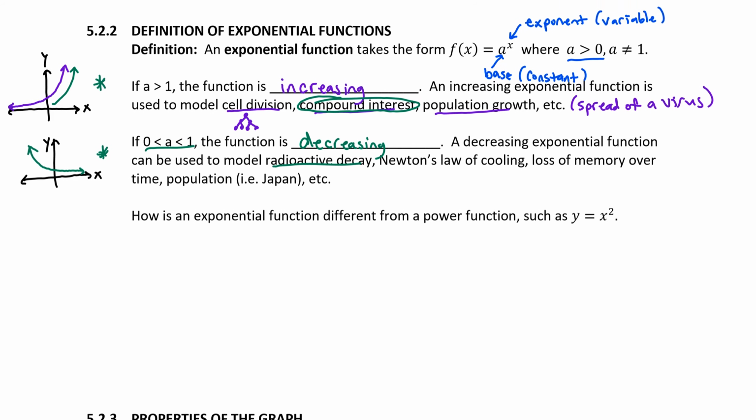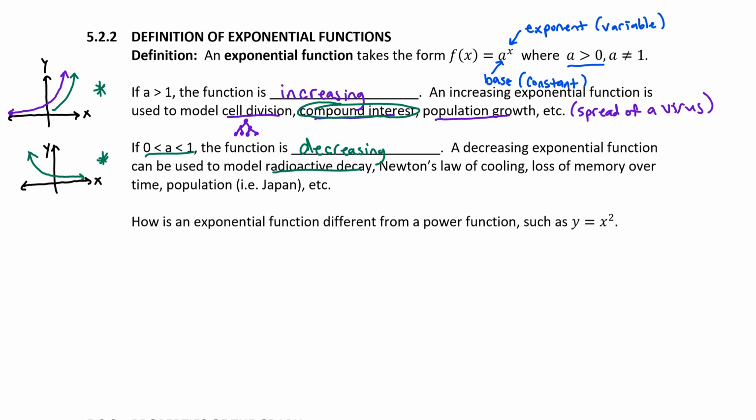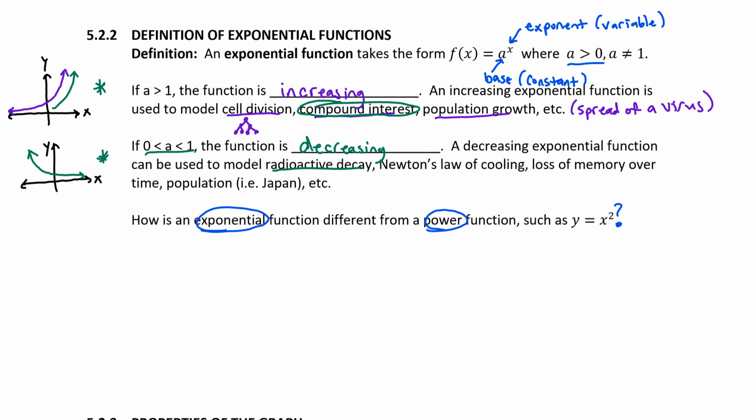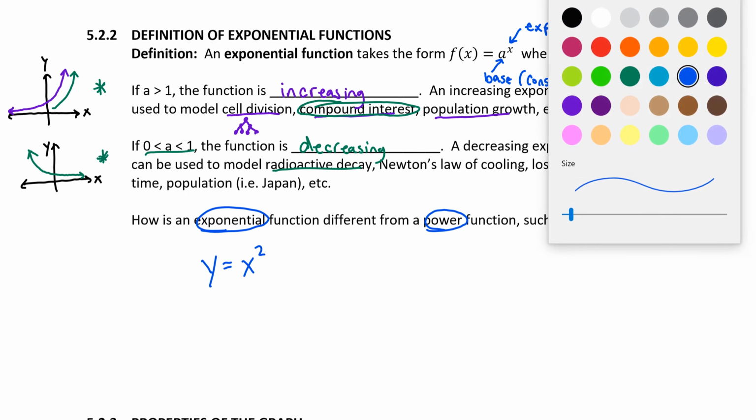Now, I want to point out something important here. We have dealt with exponents all semester, right? So let's answer this important question. How is an exponential function different from a power function such as y equals x squared? Y equals x squared is a power function, right? It has a base and an exponent, but this is not an exponential function.